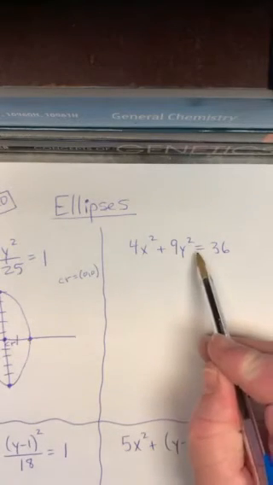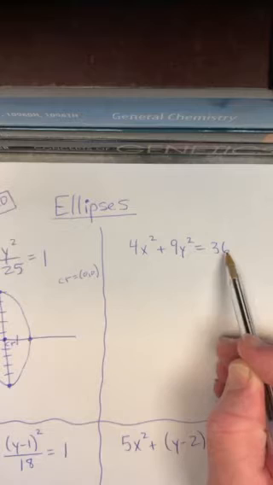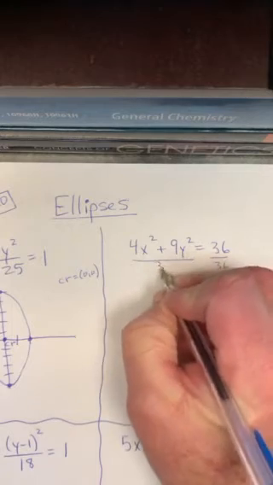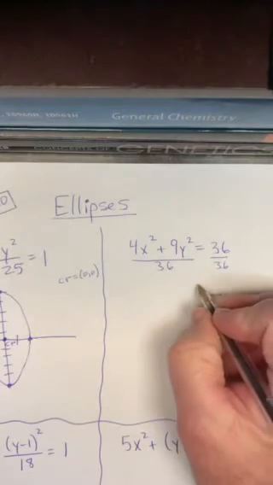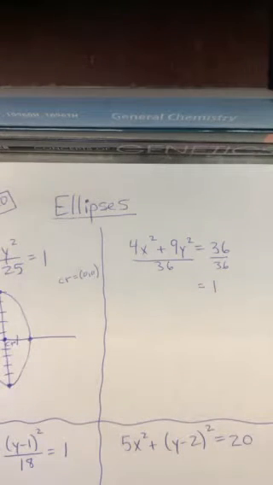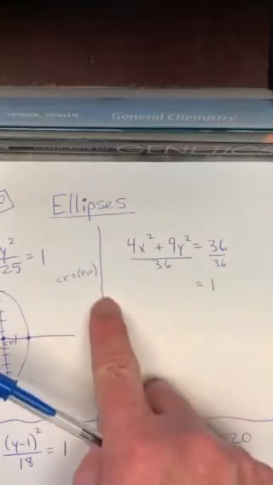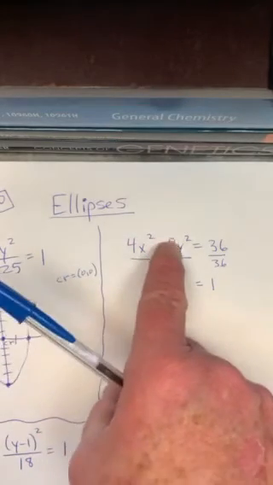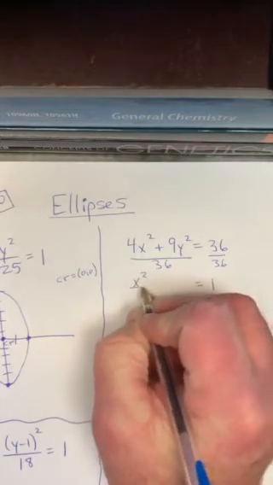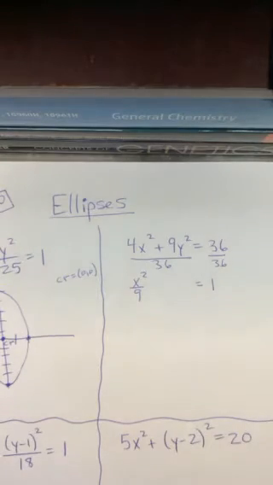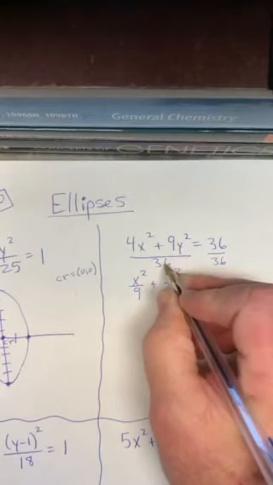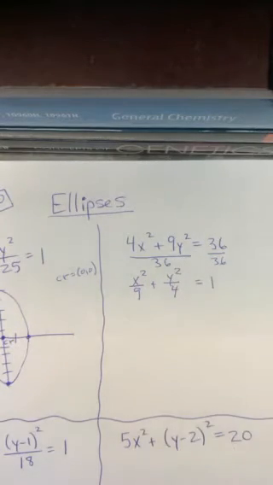So guys, think about it. If this is supposed to equal 1 to be in standard form, then that 36 needs to turn into a 1. So guys, we're dividing both sides by 36. Obviously, on the right side, 36 over 36 successfully turns that into a 1. And as I cancel on the left, all I have is 4 over 36 and 9 also over 36. So reducing those, do you agree that'd be x squared over 9? Think with me, don't just copy. Plus y squared over what? 4, because 9 over 36 reduces to 1 over 4, equals 1.